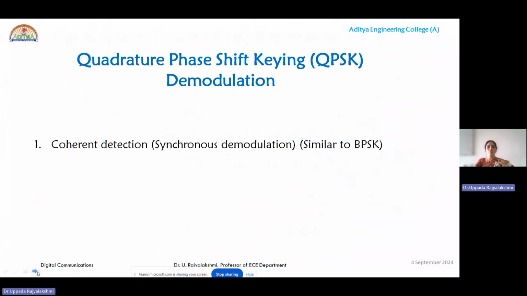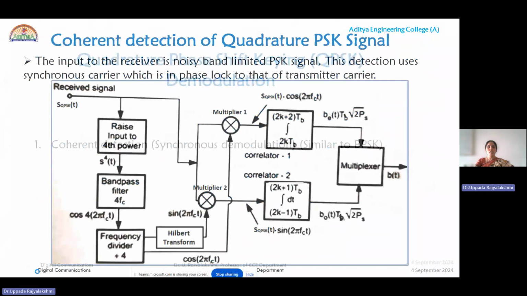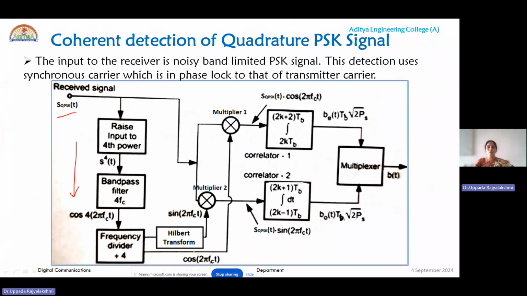Let us see the coherent detection of QPSK. You can see the block diagram. It is almost all similar to that of BPSK, which we learned in the earlier modules. Now the received QPSK signal will first be collected by the receiving antenna, and it is applied to the 3 blocks to generate the in-phase carrier and quadrature phase carrier. First we will take the QPSK signal and raise the magnitude by power 4. In BPSK, you have a square law device. But here, because you are grouping 2 bits per symbol and having 4 phase changes, we will take power 4.